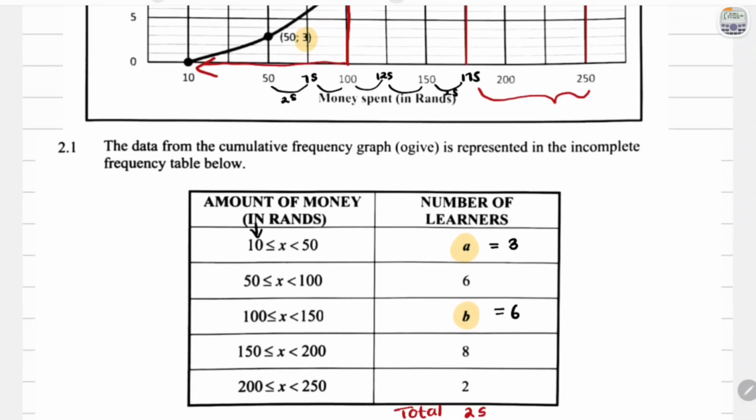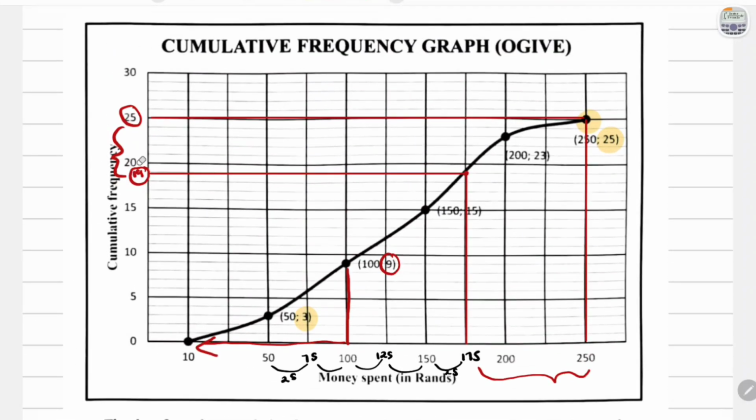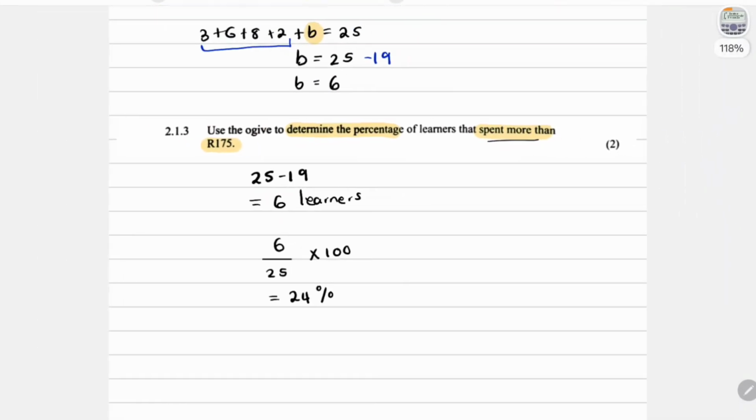You're really just looking at the people who spend more than that, since these are accumulating. Okay, so that is it for that question, and we move on to the next question.